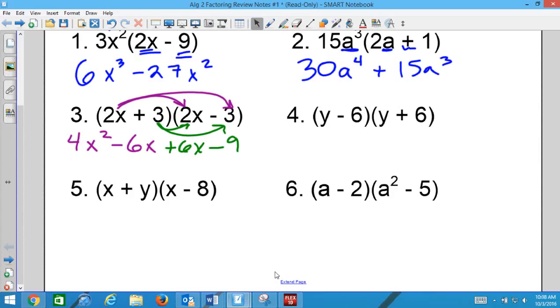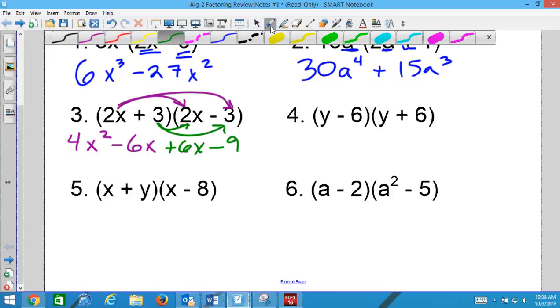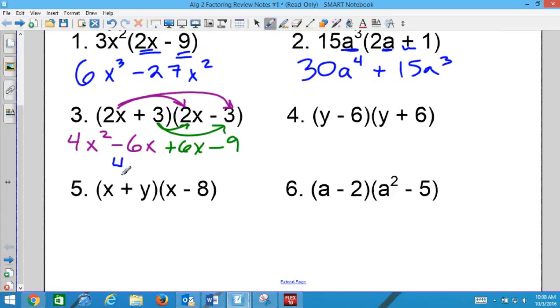Oh, we're going to combine like terms. Like terms have the same variable to the same exponent. So can I combine 4x squared and minus 6? No, I cannot. Can I combine minus 6x and plus 6x? Yes, I can. Can I combine 9 with any of it? No, I cannot. So when I combine my like terms, I get 4x squared minus 9.